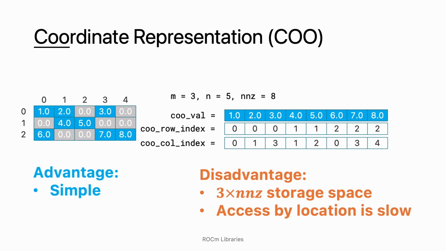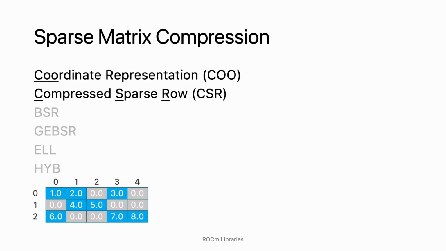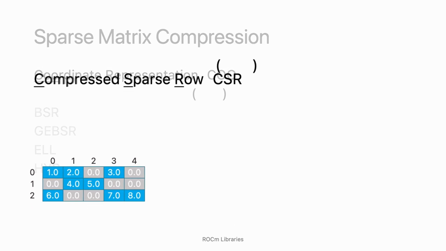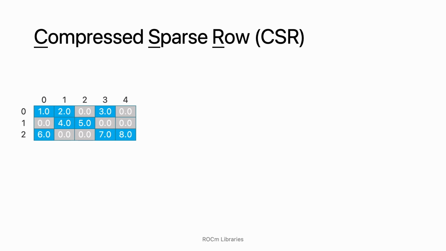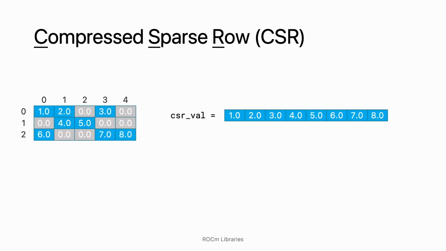And if I want to access a particular location, is there a better way that I can access that point? Basically, with COO, we cannot do it, but we can use another method called the CSR method, compressed sparse row. Let's consider the same matrix. We still need to store all these values, and this time we store them in the CSR value vector. So we mark all the values in this vector.